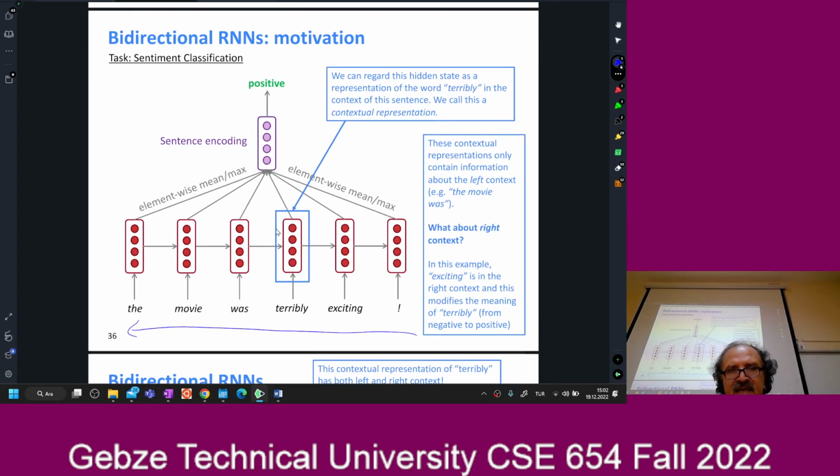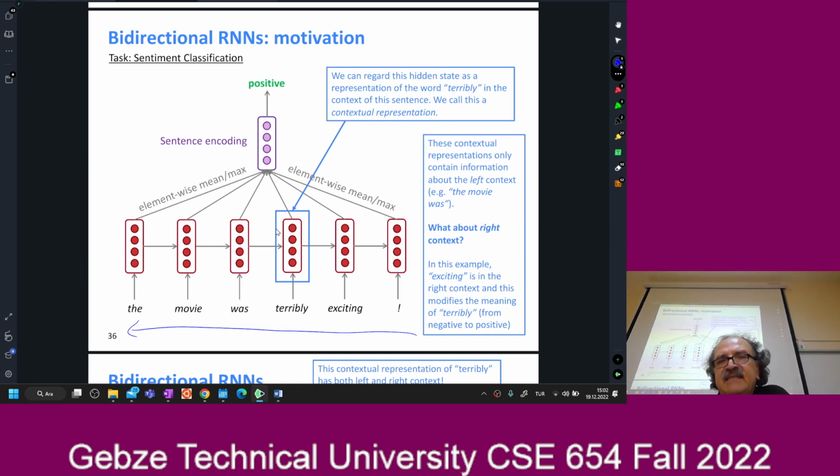Okay. So this is a network that takes a sentence. The movie was terribly exciting. This is the sentence. I feed it through an RNN. I get all the internal states or the hidden states of all the steps one by one. I take them as an input to my sentence encoding network, and I output one thing, a positive or negative. So is this a positive review or negative review?